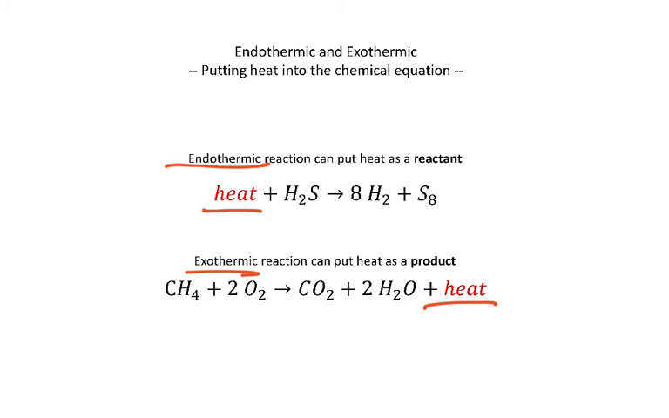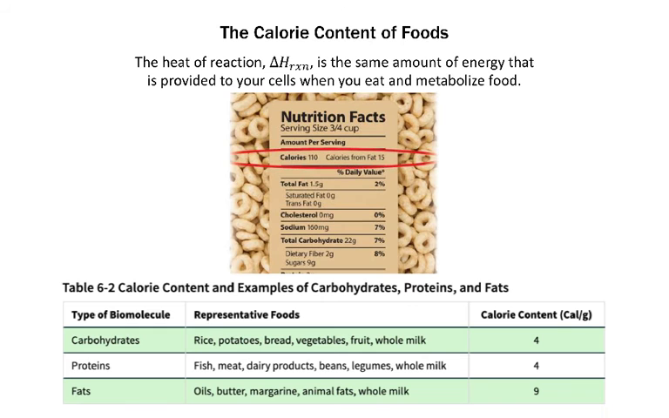Okay. Another context of energy is back to calories and the calorie content of food. We can use the heat of reaction, delta H reaction. It's the same amount of energy that is provided to your cells when you eat and metabolize food. That's really just the food that you take in, your body breaks bonds and uses the atoms and small molecules to do different things or build up different molecules.